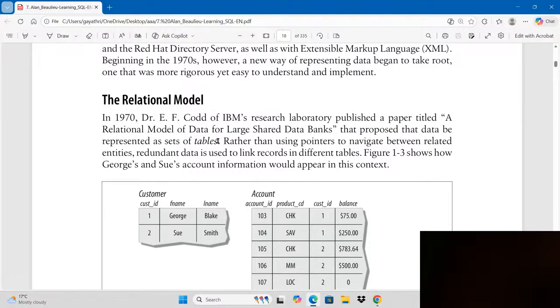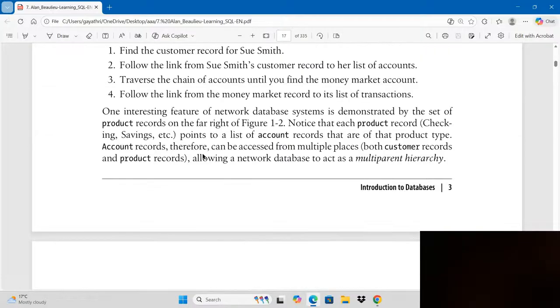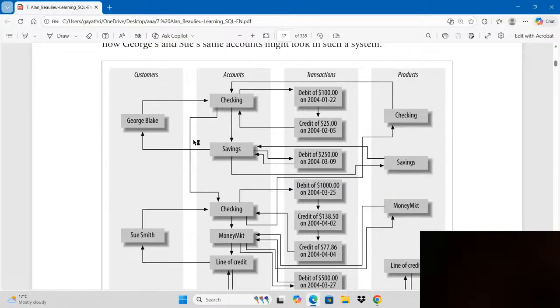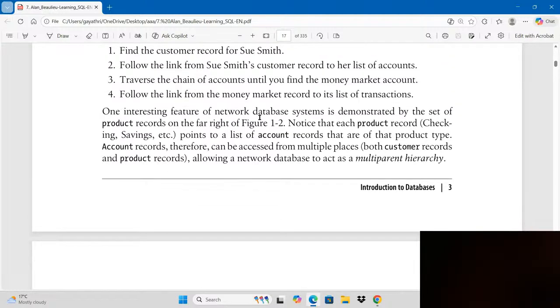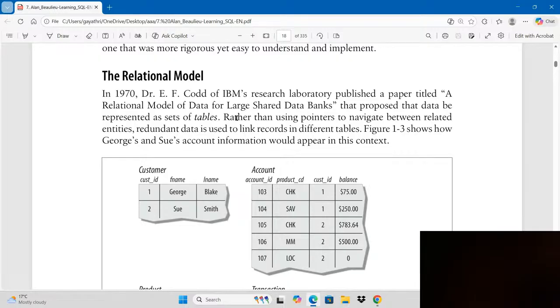It proposes that the data be represented as a set of tables. So here in the relational model, we use tables. In hierarchy, we use a parent-child model. In the network, we use different networks and connections between them, rather than using pointers to navigate between related entries. The redundant data is used to link records in different tables.